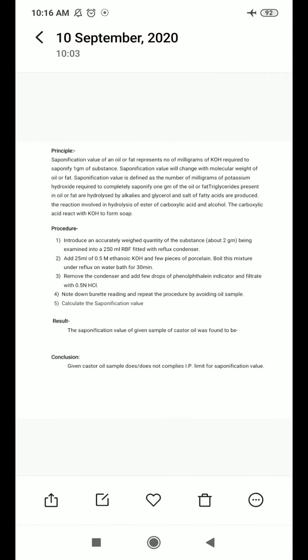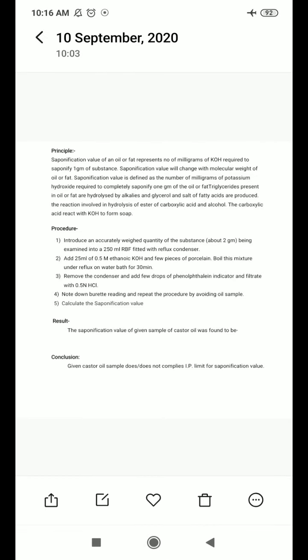You should note that burette reading. This is for your sample reading, and the same you have to take for the blank reading. In the blank reading, what will be the content? In the RBF, round bottom flask, you have to take just 0.5 molar ethanolic KOH, without your sample, means omitting the sample. You have to perform it without sample, means you have to reflux that particular solvent for 30 minutes.